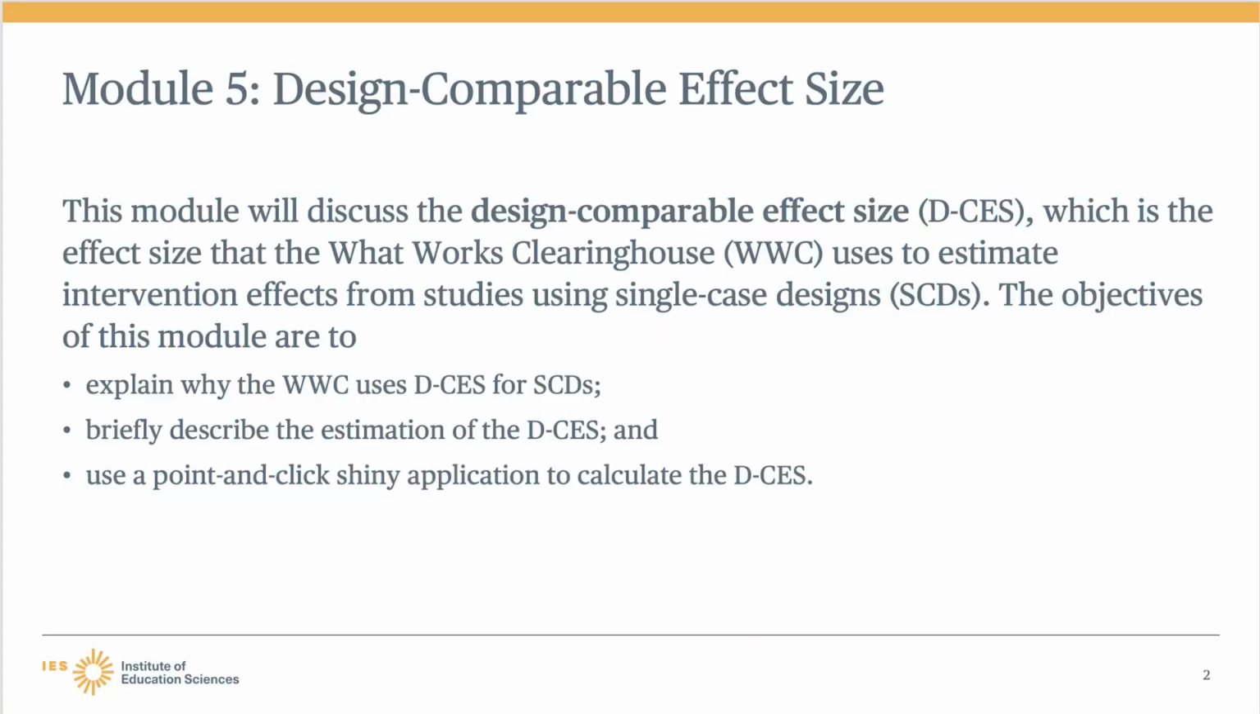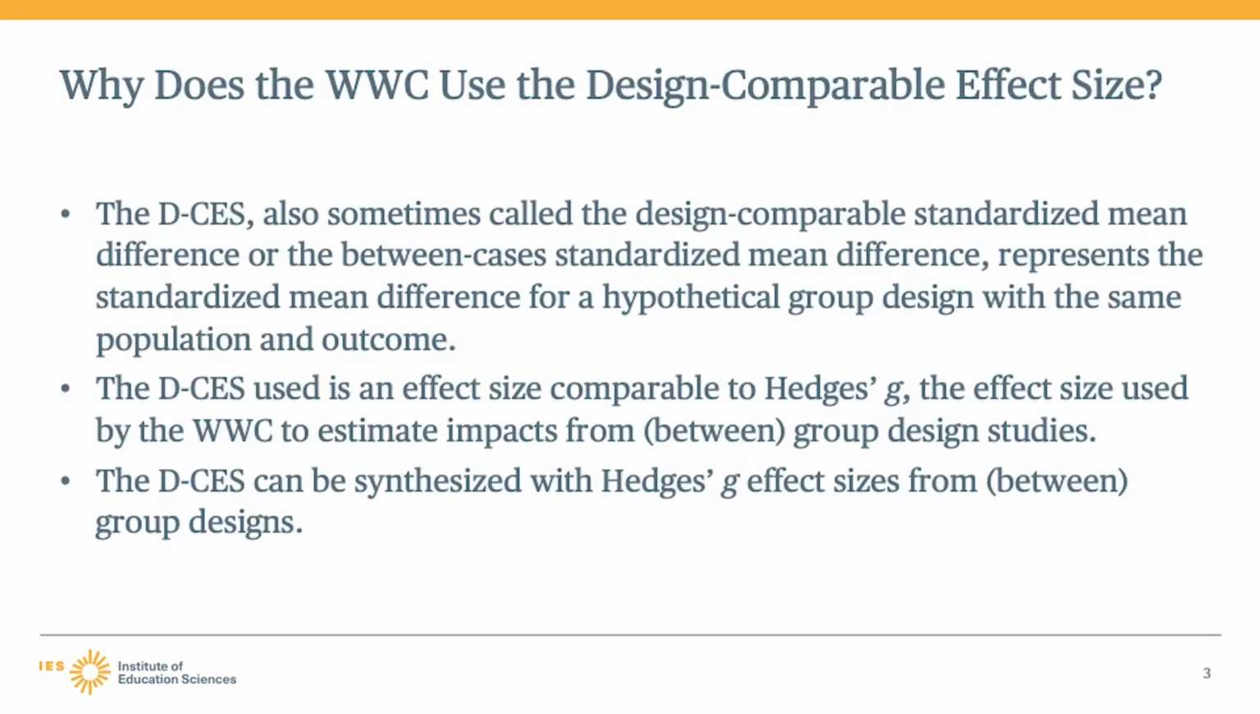This module broadly describes the design comparable effect size, sometimes abbreviated as D-CES. It describes why the WWC uses the design comparable effect size for single case designs, briefly describes how the effect size is estimated, and then describes how to use a point-and-click application to calculate the D-CES. After completing the module, you should understand why the WWC used the effect size and how to calculate it when appropriate. Let's discuss why the WWC uses the design comparable effect size.